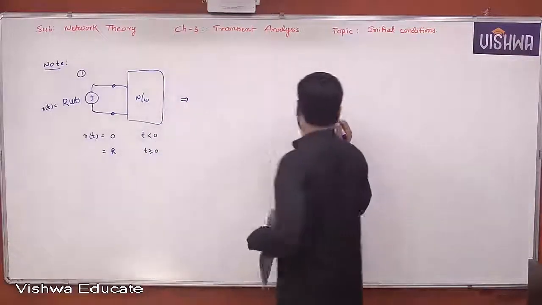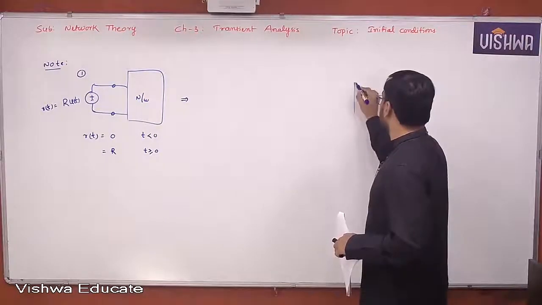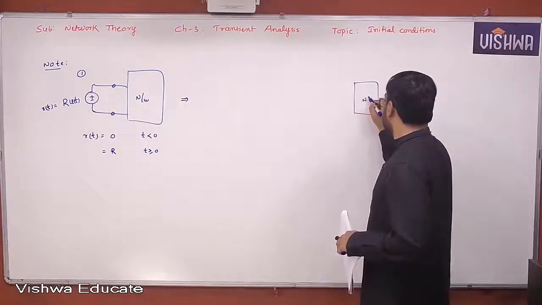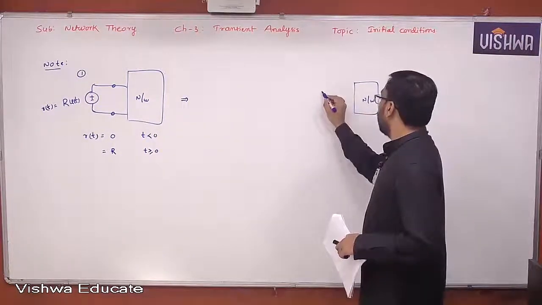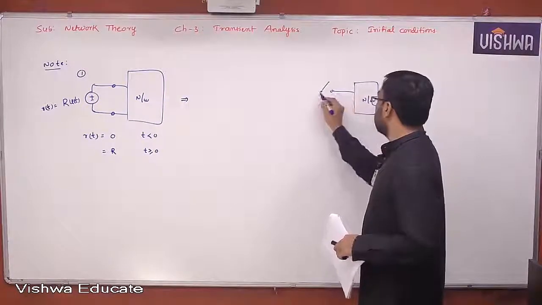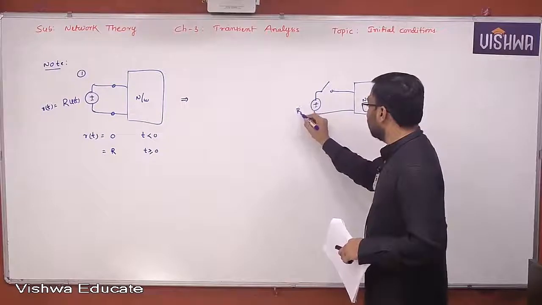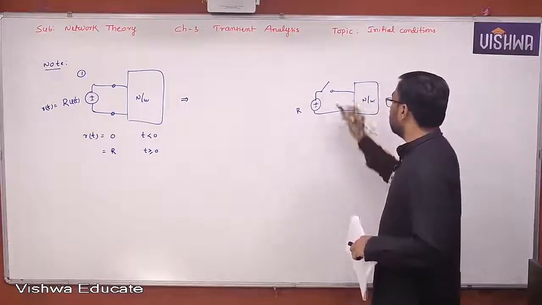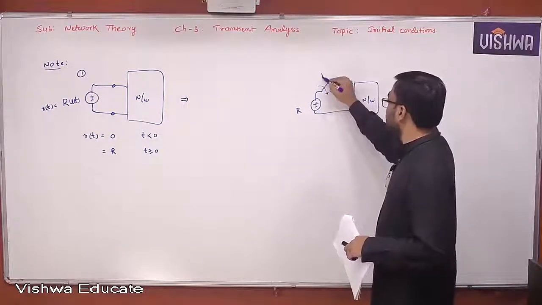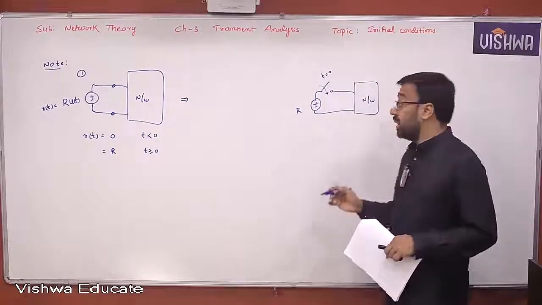Generally, some people may think like this. The network is here. Now, I would like to place a switch, something like this. Look at it. Is it correct? The switching operation is placed like this. Is it correct? No, it's not correct.